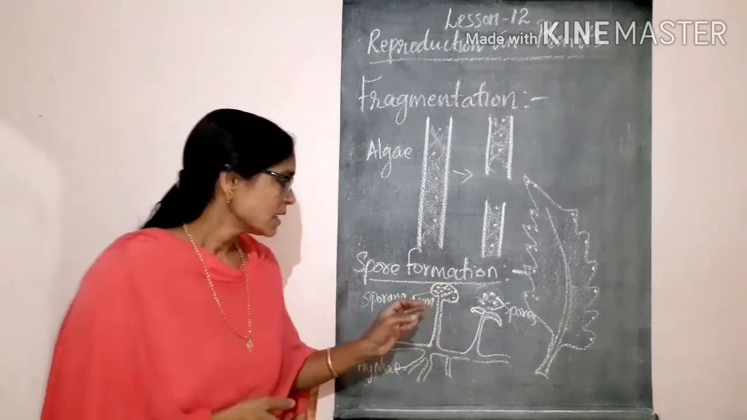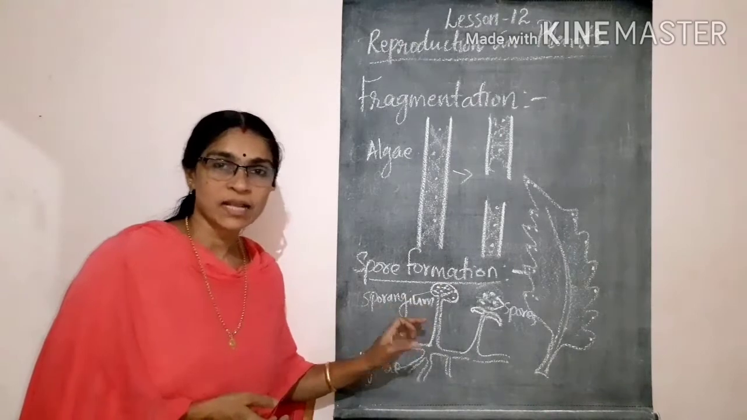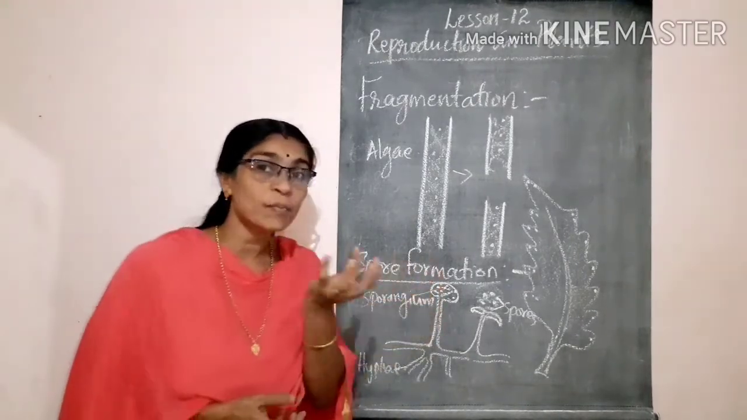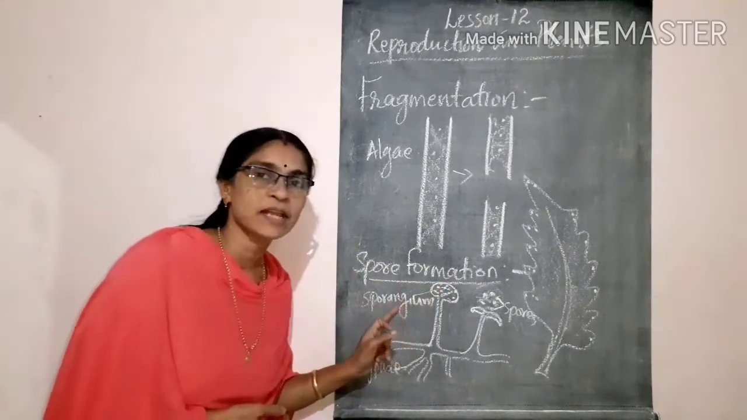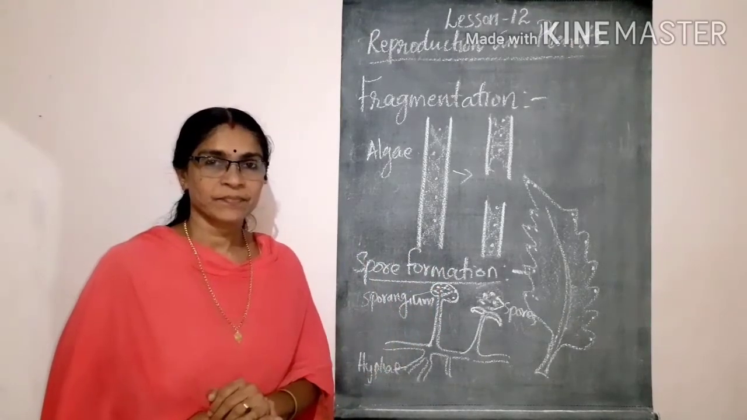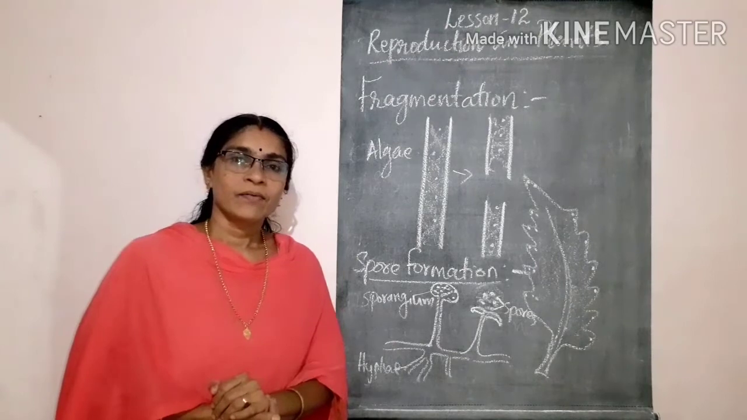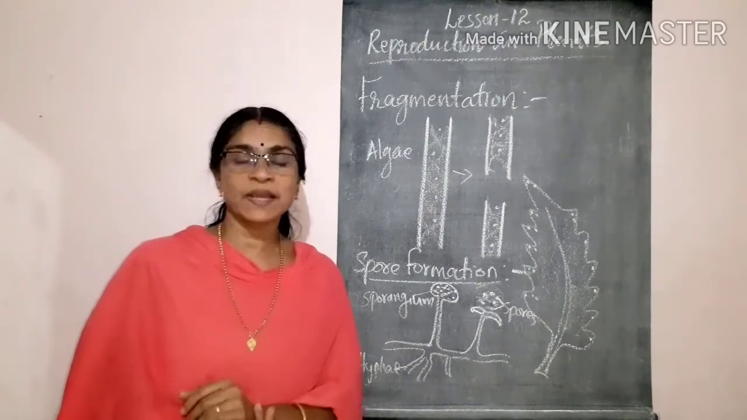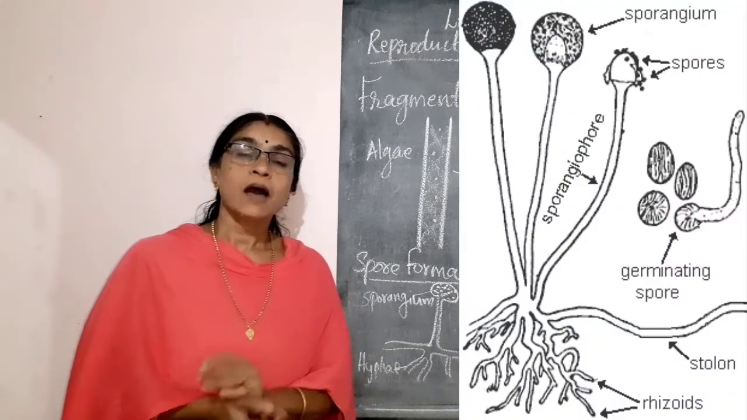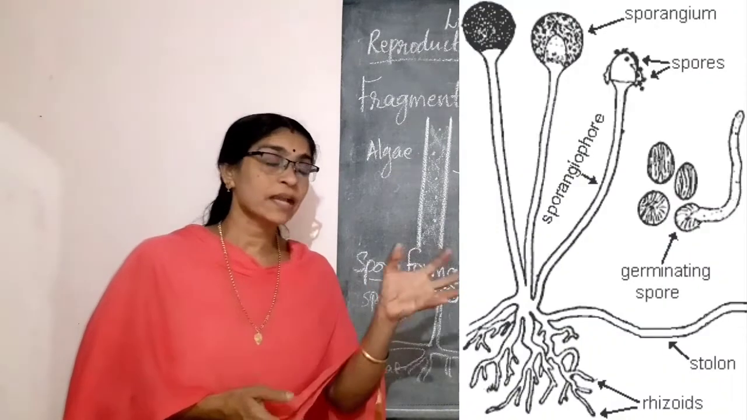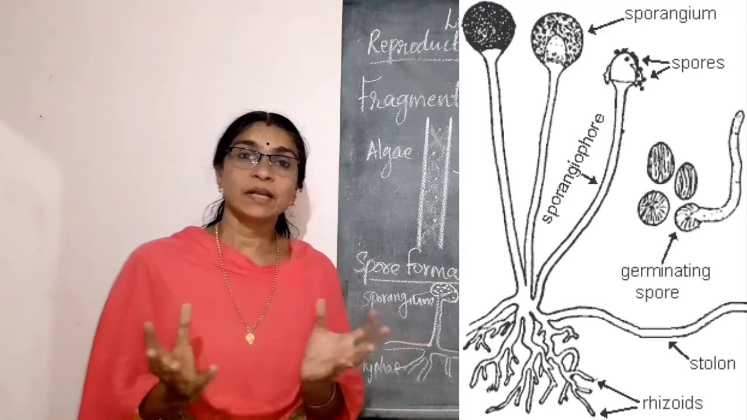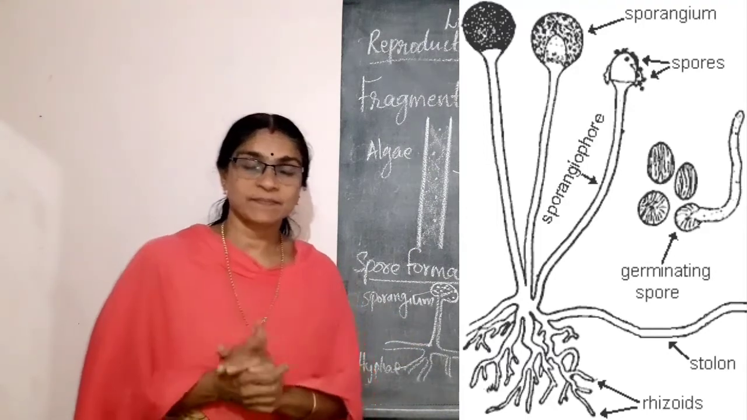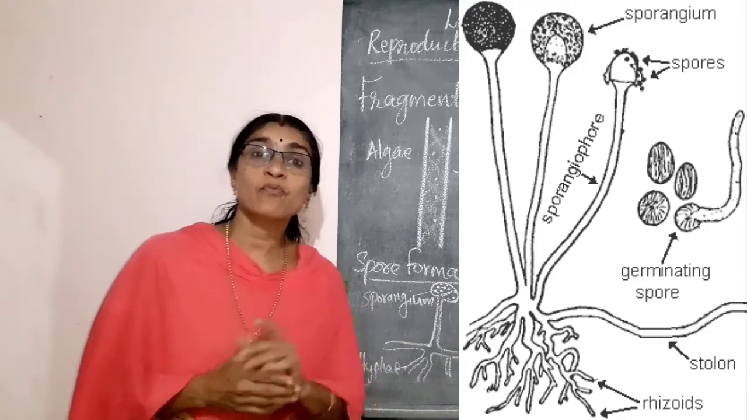Let us find out the structure of sporangia. The spores are formed inside a bulb or balloon-like structure called sporangia. When we keep a piece of bread in open space, after 2-3 days, due to the action of moisture, the bread will become damaged or spoiled due to the attack of fungus.